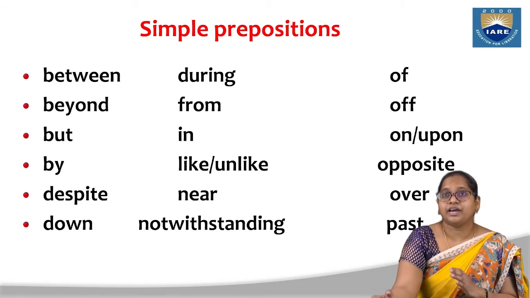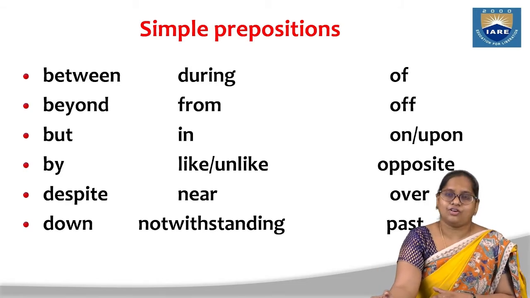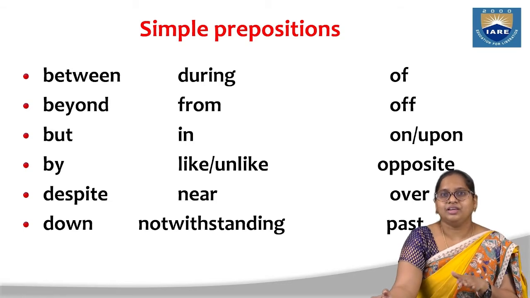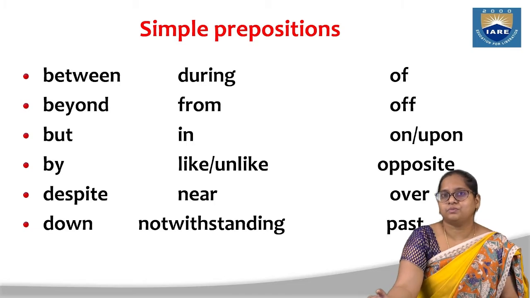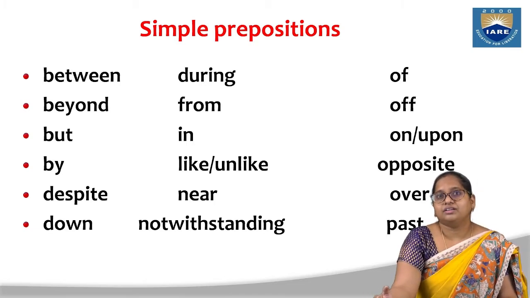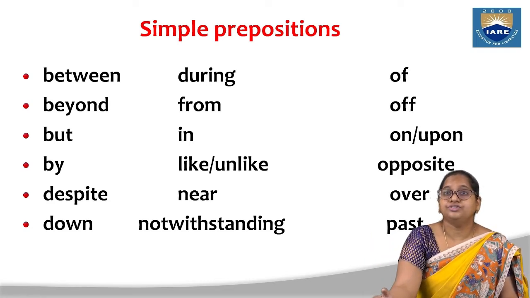Some more examples, so that I do not want you to limit your knowledge to knowing only a few prepositions. In addition to that, you also have simple prepositions like between. These are all one word, like beyond, but, despite, by, down, during, from, in, like, unlike, near, notwithstanding, off, on, upon, opposite, over, past.